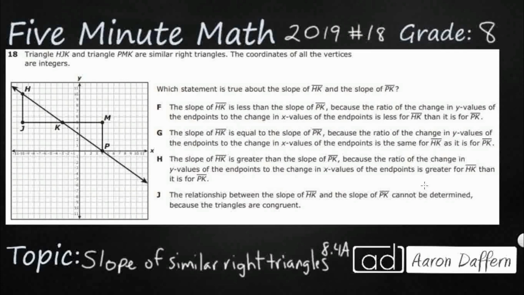Today we are looking at the 8th grade concept of slope of similar right triangles. This is standard 8.4a in the great state of Texas, and we are using item number 18 of the 2019 released STAAR test. If you have not done so already, please go ahead and take a moment to pause the video, work this problem out on your own, unpause it, and we will look at our answers together.